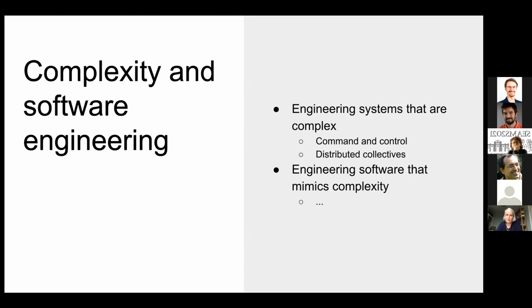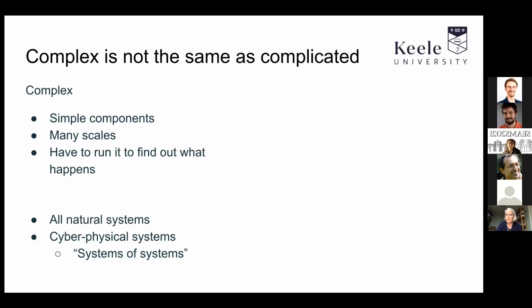And when we're thinking about complexity in software engineering, I would identify a number of different sorts of complex software engineering, but they all feature similar sorts of challenges in some ways. So we might be engineering systems that are complex, so command and control systems, distributed collectives, agent systems, that sort of thing. Or we might be engineering software that mimics complexity. And although both sets are really interesting, the one that I've spent more time on is the second. So I want to talk to you initially about what that involves. I'll give you some definitions.